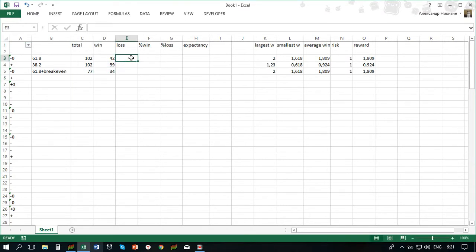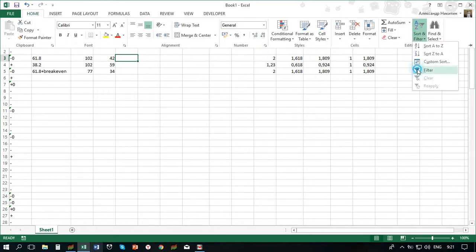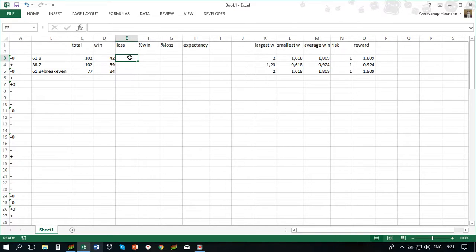Okay, now let's do the derivatives calculations. Derivative equals winners minus loss. Total minus winners. Perfect. 60 here. Okay, the percent of win equals winners divided by total. Yes. Perfect. 57% to hit the first target.